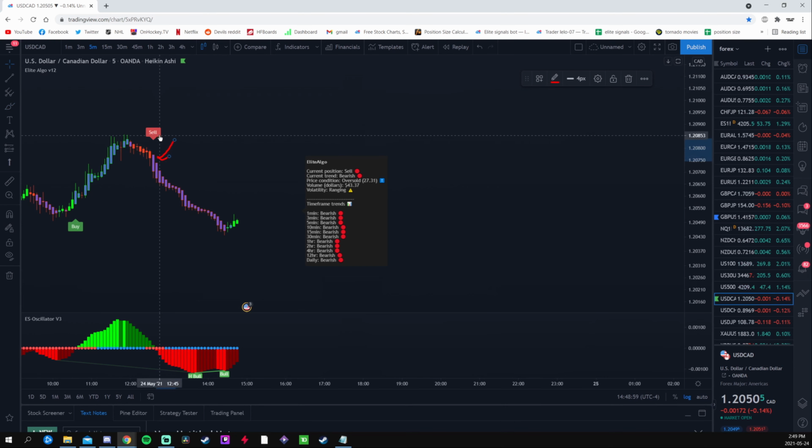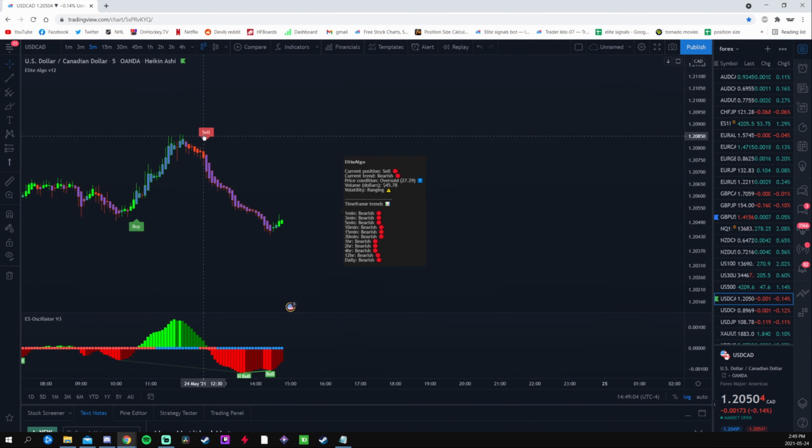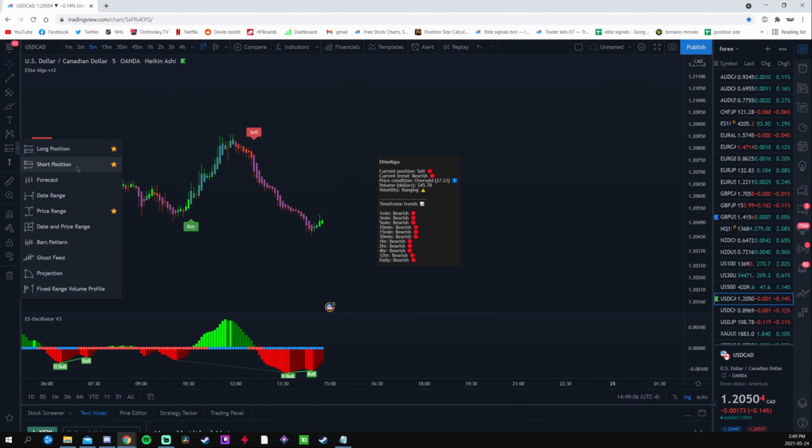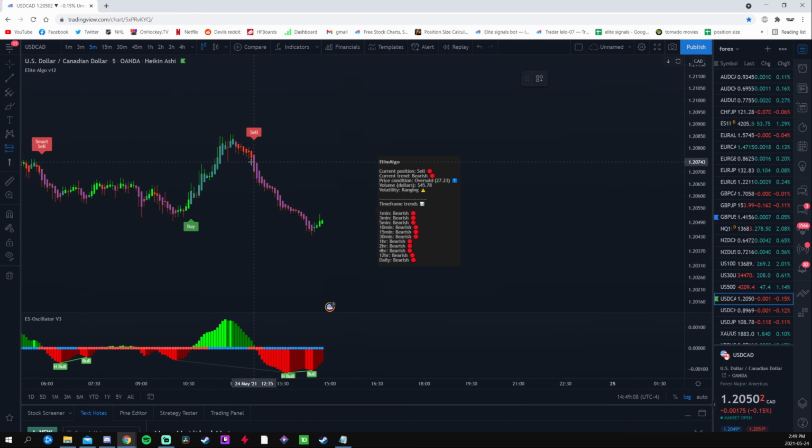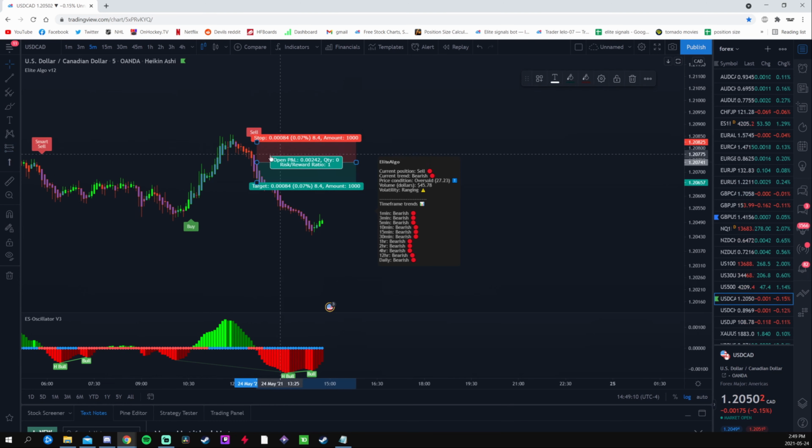And then we would just enter the trade and then wait for it to hit either our stop loss or our take profit. So for this trade, what would have happened is we would have had a short and the trade would have started about right here. The stop loss would have been right above the swing high, so around right there.